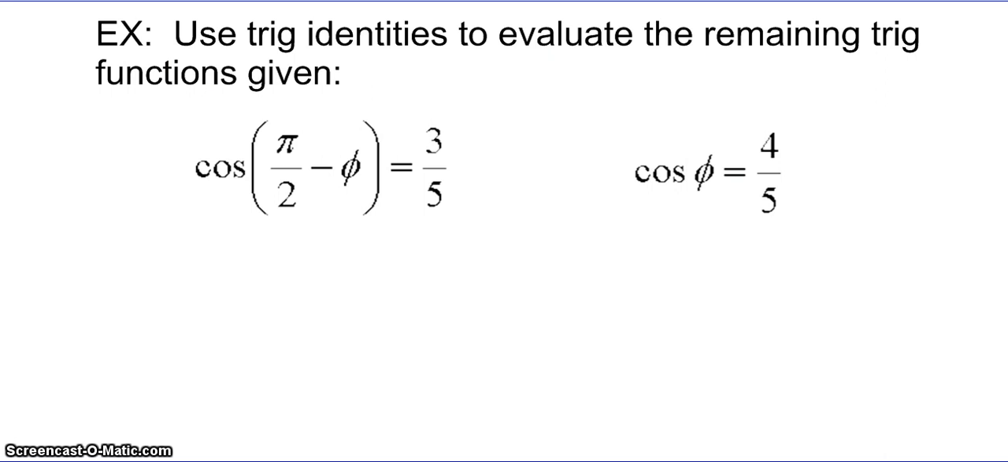Alright, so our first example is using trig identities to evaluate the remaining trig functions. This is not the best way to go about this type of problem. Drawing a triangle is a lot of times easier and quicker, but this works, and so that's why we're just showing it as an example of something you can do.